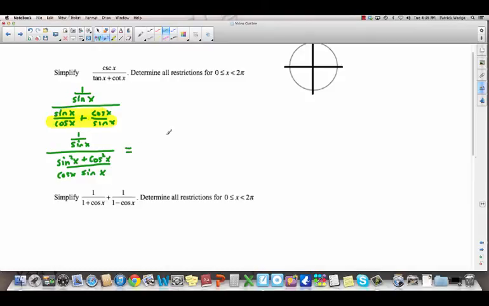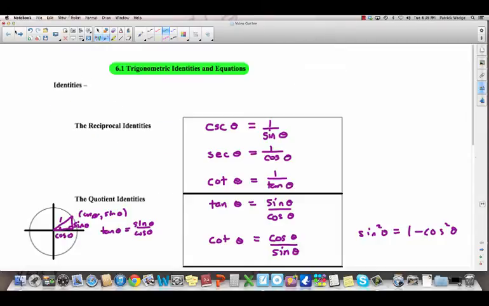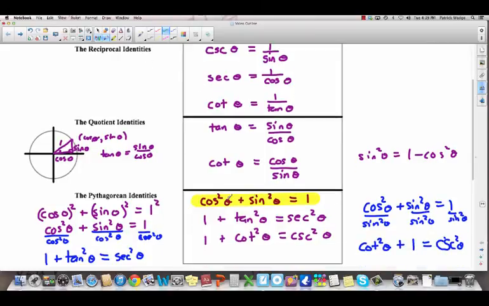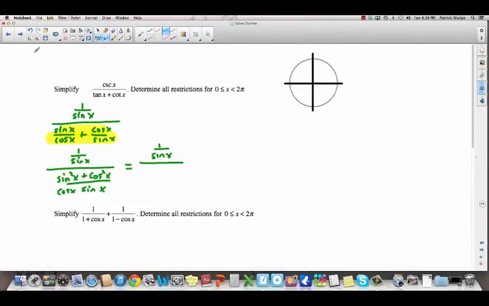Alright, now, let's rewrite this, 1 over sine x. You should notice something right here, sine squared x plus cos squared x. Please get used to that. That is probably the most important of all the identities. It shows up all the time. Cosine squared x plus sine squared x, or in this case, sine squared x plus cosine squared x equals 1. So this is great. All this bit right here is just equal to 1. So we have 1 over cos x sine x, definitely getting a little bit easier looking.